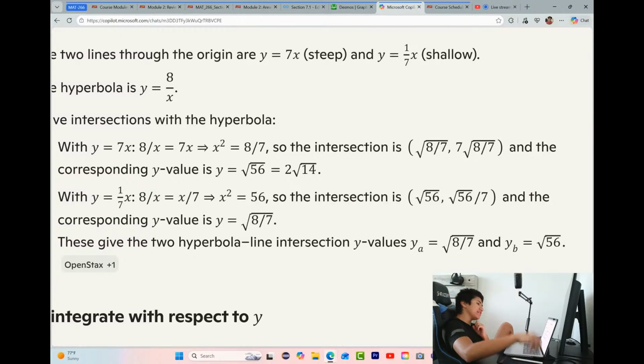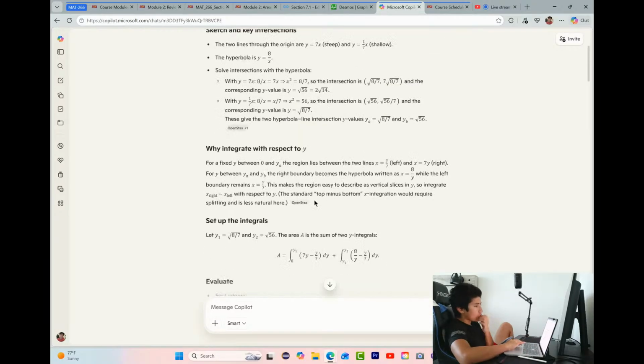Oh, no. I see. We replace the x value we find back in the equation then. That's what you're doing, right? So square root of 8 over 7, we put that back, and that's why we get 7 times square root of 8 over 7. Here, we have square root of 56. We replace that back, we get square root of 56 over 7. What do you mean by corresponding?